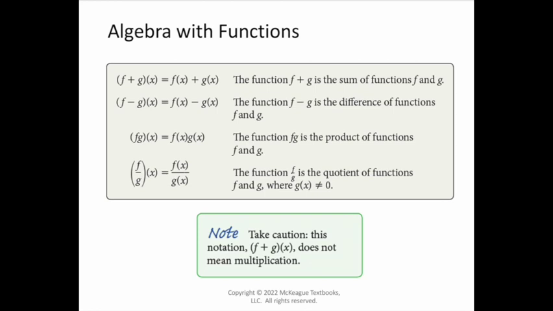So let's first start with the rules for the algebra with the functions. We have 4 rules here on how we can add, subtract, multiply, and divide functions to create new functions. This first rule is that we're adding f and g together, those two functions, to create a new function. And we can call it whatever you want. You can call the new function h of x or whatever you'd like. And we just simply add them together.